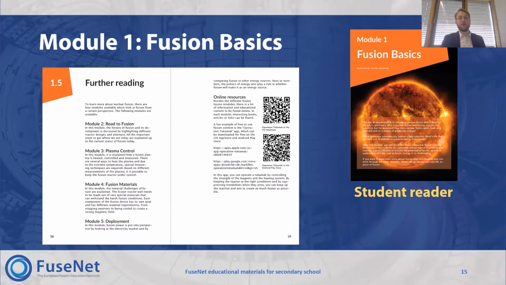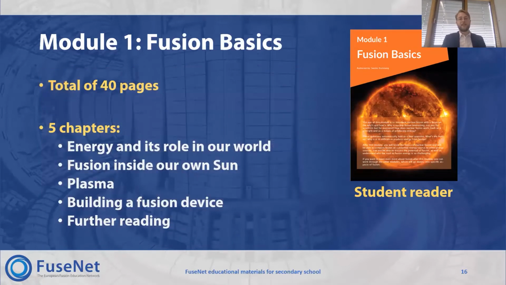So in module 1, you see 2 QR codes. Those lead to an app, which will be showcased later today. So that's the student reader. It's a total of 40 pages. It has 5 chapters. Each module will have multiple chapters. The first module, because it is an introduction to the basic stuff, is a bit larger than the others.